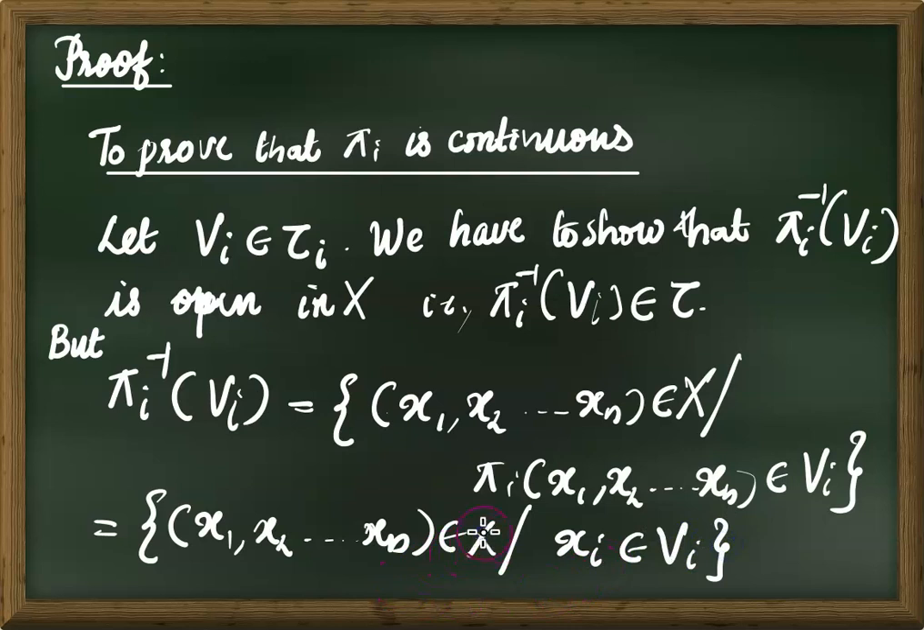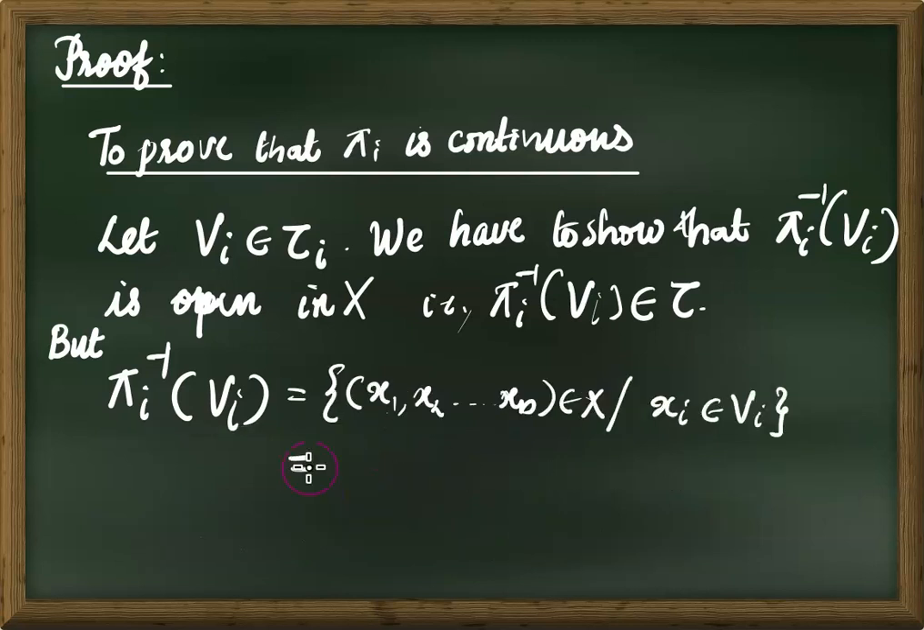So if an n-tuple has to be a member of this pi i inverse of Vi, its ith coordinate should belong to Vi. The other coordinates, the coordinates other than the ith one, can be any member of the respective spaces, but the ith coordinate should be from the set Vi itself. So this is equal to x1 cross x2 cross etc.